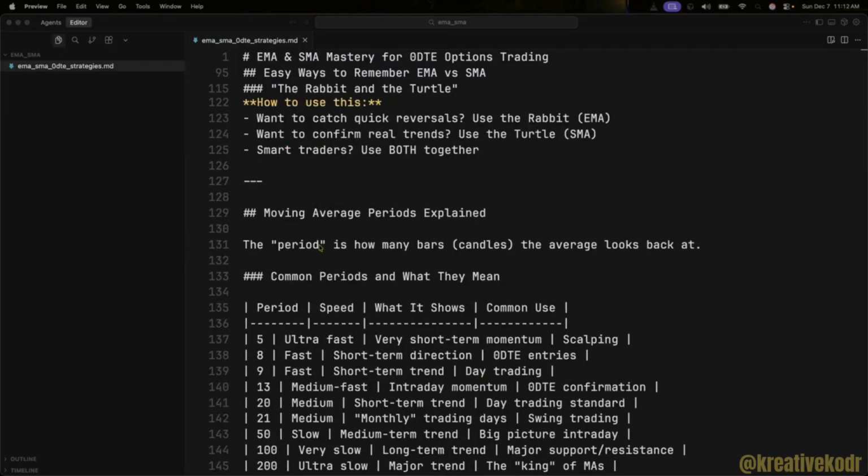So now we're going to talk about periods. A period is just the number of bars, the number of minutes, between the EMA and the SMA. We're going to talk about the most common periods used for EMA and SMA. A period is how many bars, or candles, that the average is looking back at.